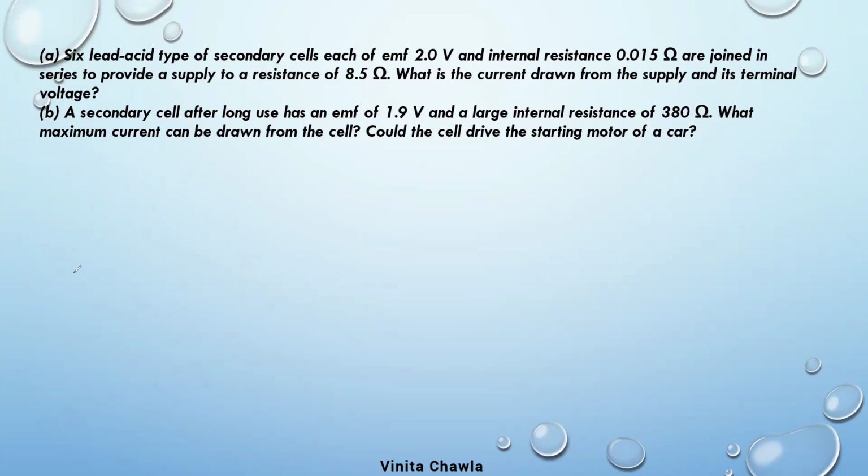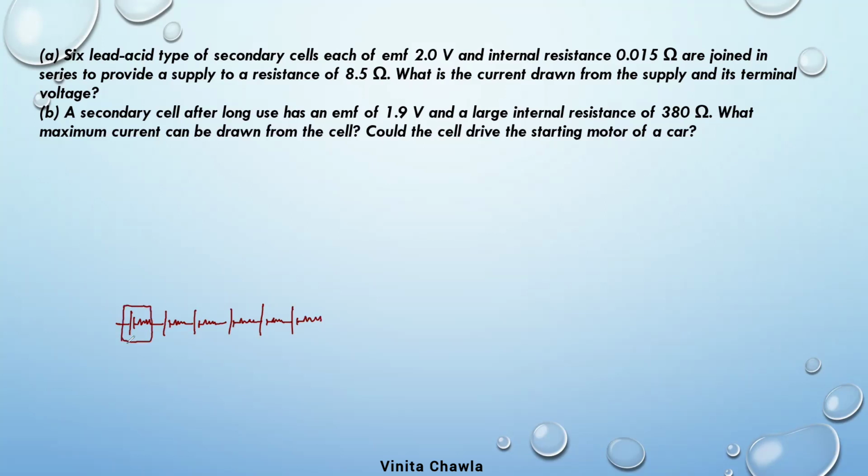So we have 6 lead acid type of secondary cells. Okay, let's draw 6 cells and the internal resistance of each cell is given. So we can draw like this. This is one cell and this represents its internal resistance. This is second cell and this represents its internal resistance. Third cell, internal resistance. Fourth cell, and they all are in series. In series, we add the EMFs, we add the internal resistances.